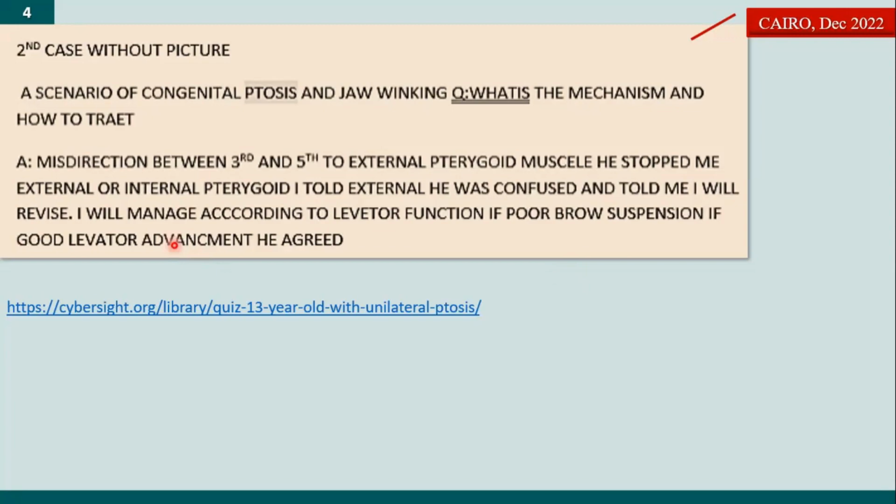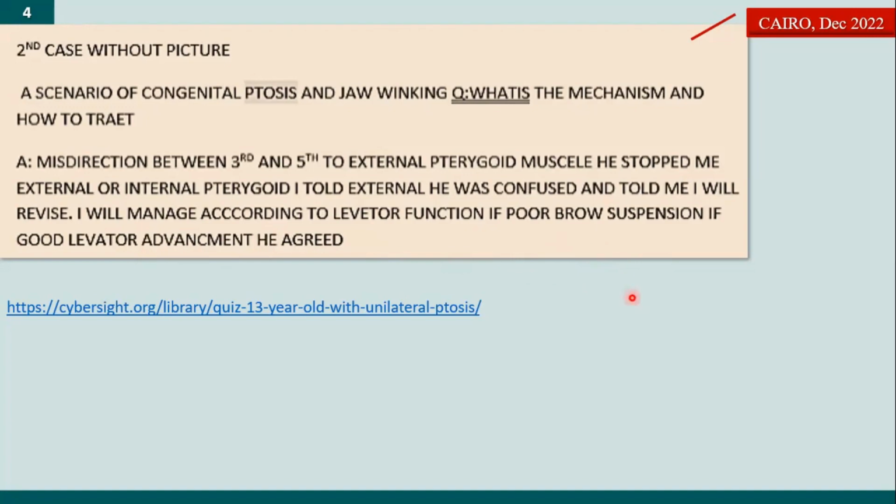How about the management? Let's read together. I will manage according to levator function. He mentioned the management according to one factor, although the case is Marcus Gunn. He said, according to levator function, if it is poor, I will do brow suspension.